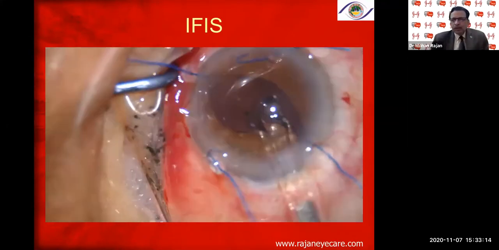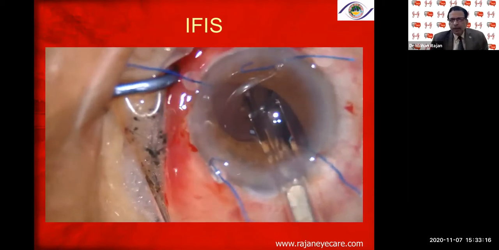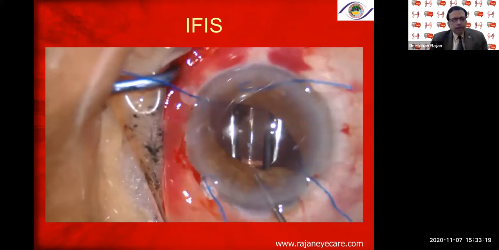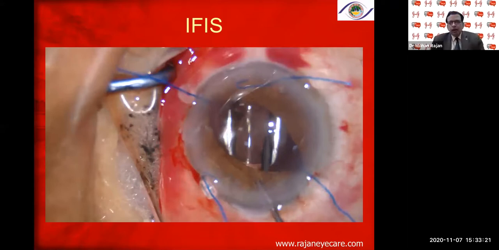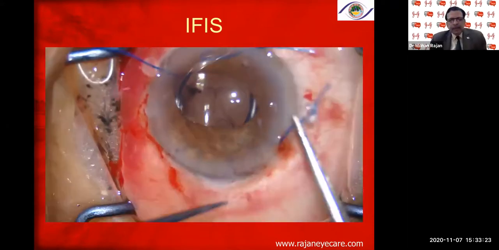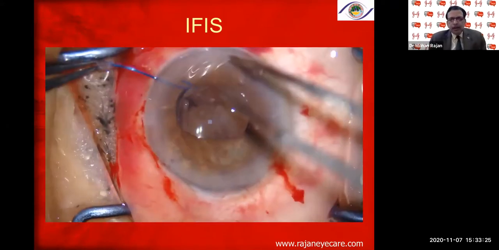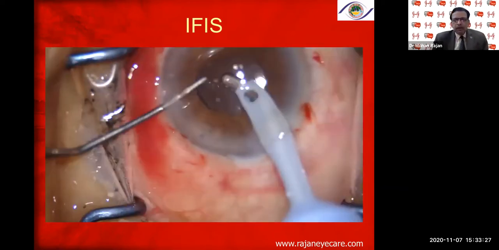And you can see that once I found that the pupil is coming down, the iris is floppy. So my cutoff level is about 6 millimeter or 6.5 millimeter. In the beginning itself, I put the iris hooks or the Mulligan ring or a BX ring, whatever you're comfortable with.